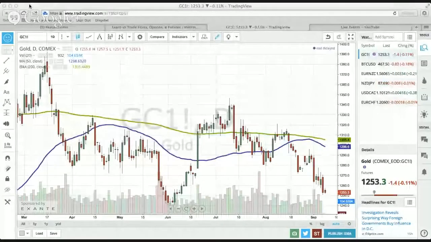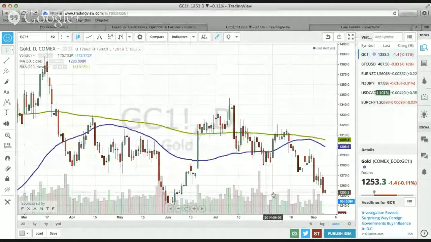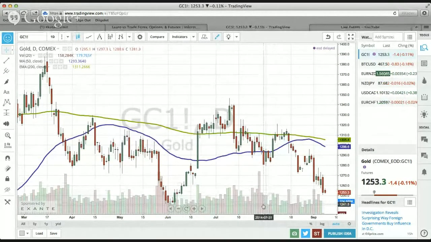Okay, let's take a look at the charts. First up is a chart of gold. Gold is now at 1253, broken below support at 1260. The next support level would be 1241.50. You can see that on the black line on the chart right here, going back to early June. That would be the next target.